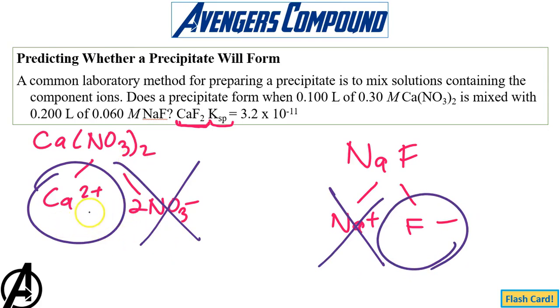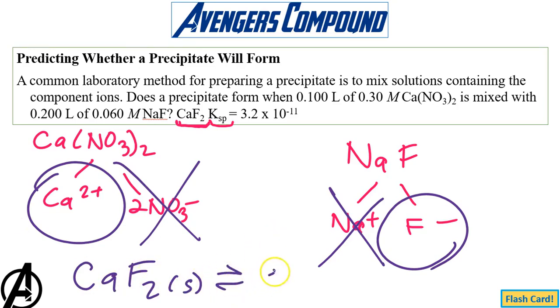Therefore, we need to basically figure out and say, okay, if this Ca2+ and this F minus are going to form a precipitate, what precipitate will it form? It will form CaF2. And if that's the precipitate that is formed, then we definitely can write a dissolution equation. And we can go ahead and add our ions here, Ca2+ and 2F minus. Now we have a dissolution equation that's already balanced, and we already know specifically which ions are going to be used.